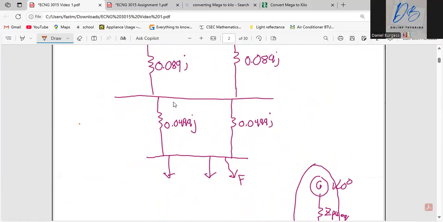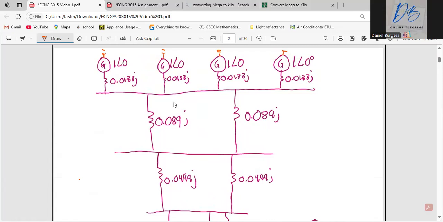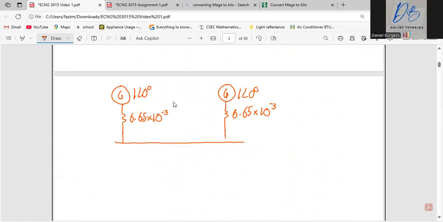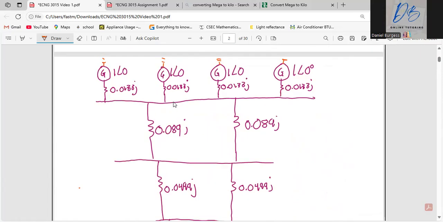No, that's 6.5. Let me try that again. 0.0133 divided by 2. Yeah, so here will be 6.65 by 10 to the minus 3. And the other side was the same too. And both of those connect to the bus.